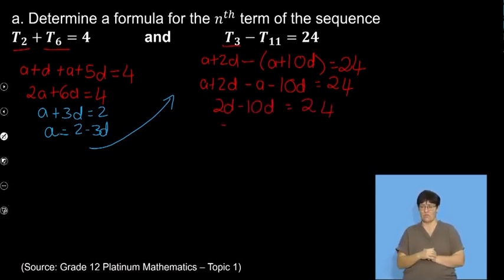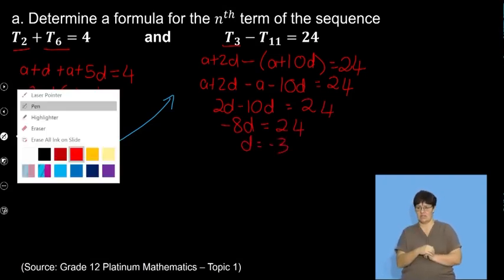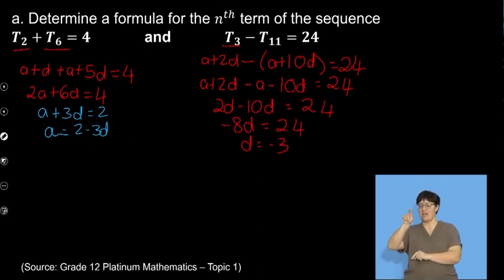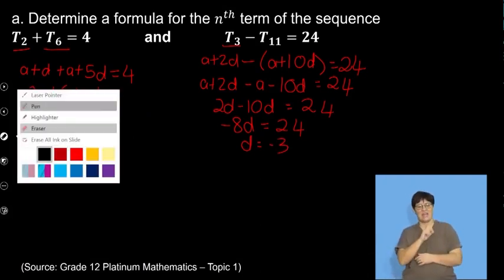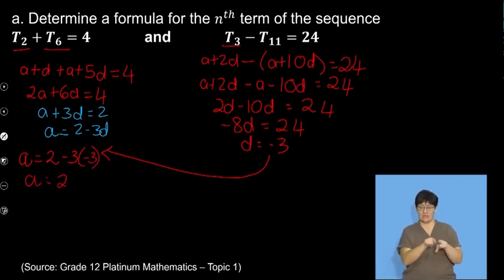So it's going to be negative 8D is equal to 24, which means that D is equal to negative 3. So I don't even have to take this A across because I know that D is negative 3. I'm going to take this D across to solve for A. So I'm going to have that A is equal to 2 minus 3 times negative 3. So A is going to be equal to 2 plus 9. So A is equal to 11.